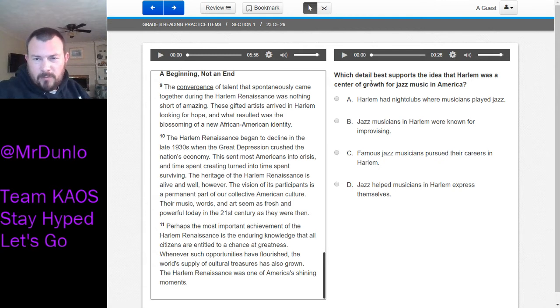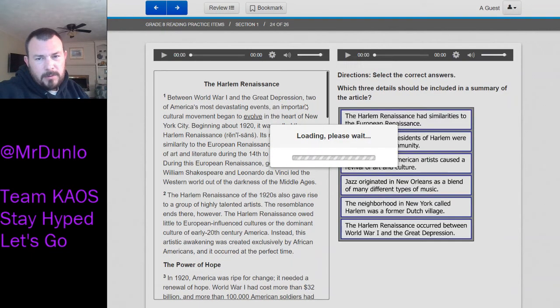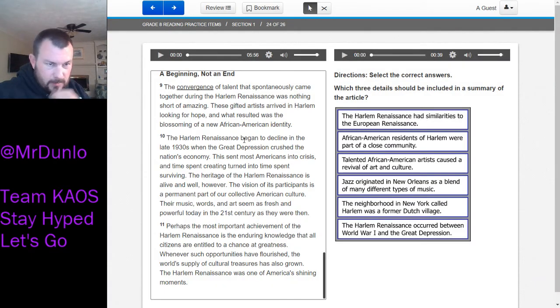Alright, so it's a growth of jazz music in America. And it's going to grow. So famous people pursued their careers in Harlem because that's where it's growing out of. Yes, the right answer. The other things were just minor little details. Alright.